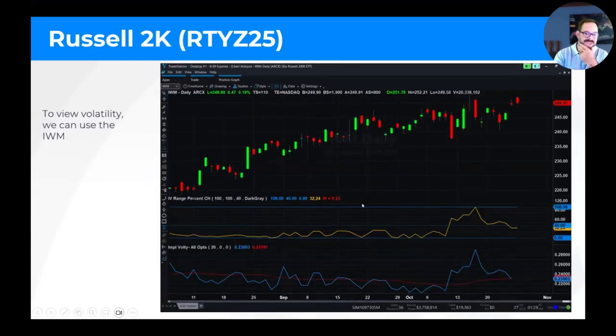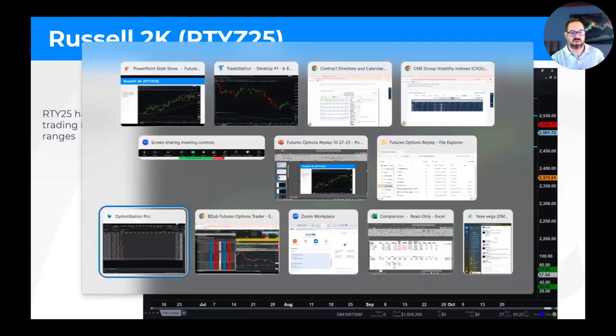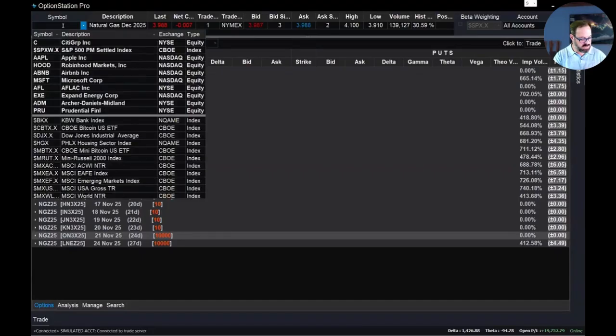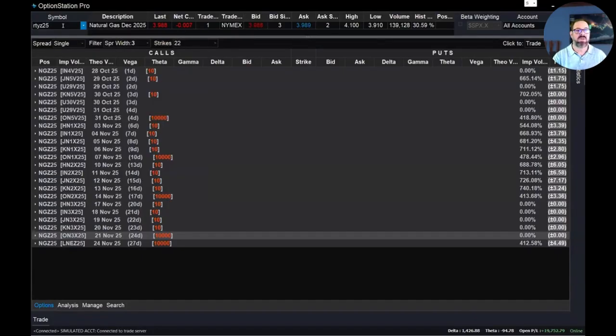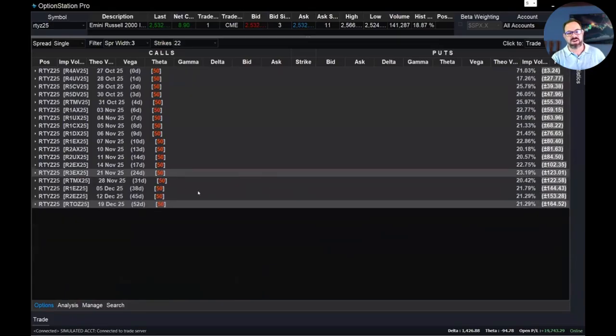The other thing I wanted to look at, number one, I figured out, okay, I'm neutral on the markets. And we have a lot of strategies we can employ when we're neutral. And as a matter of fact, if I go out to OptionStation Pro, and I'm on the wrong symbol here, so let's do RTY Z25. Now, I can't trade on OptionStation Pro, but I can do a lot of analysis on it, which is very useful, obviously. So it's entirely up to you which one you want to trade on.